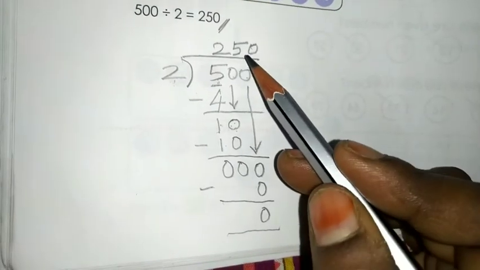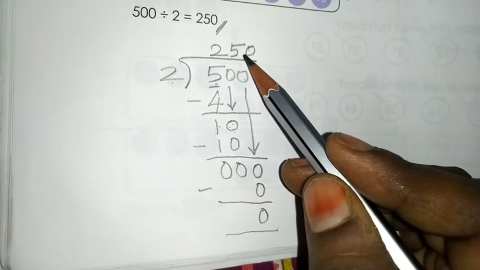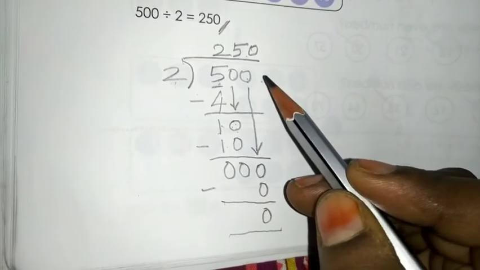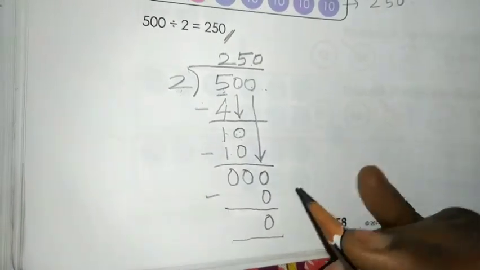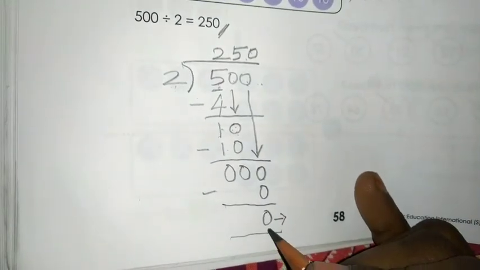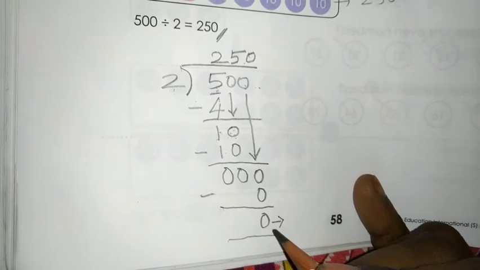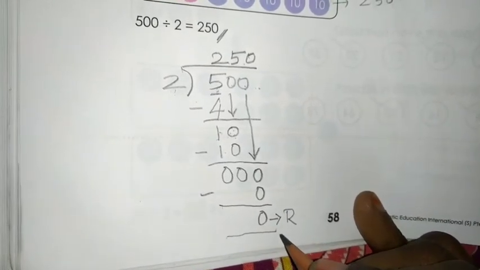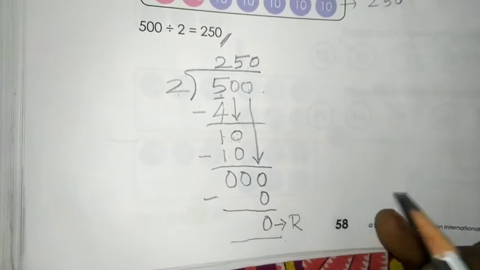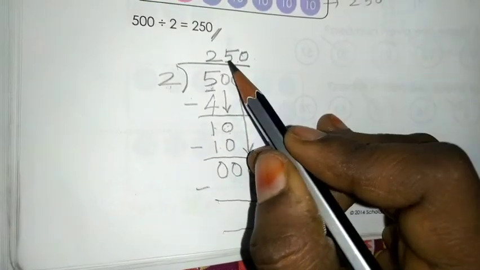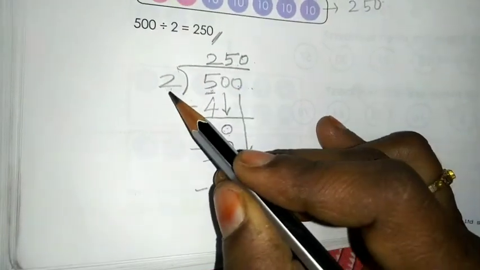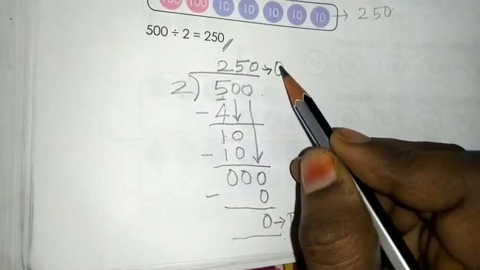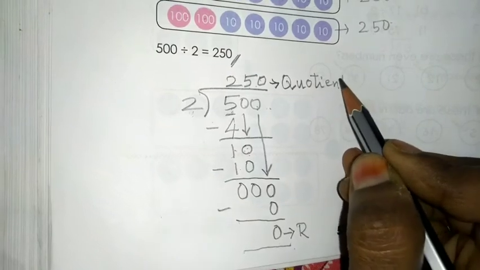So finally we will get the answer as 250. Do we have any other number after this 0? No. So we have to stop here, and the final answer we get is 0, which is the remainder. Do you have any remainder in this problem? No, 0 is the remainder. And here we got the answer using the multiplication table of 2, that is the quotient. This is the answer. Quotient is the answer.